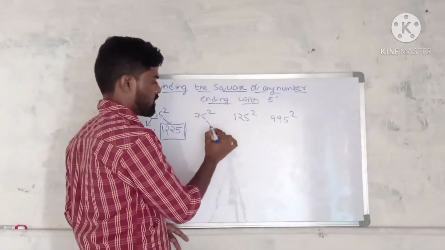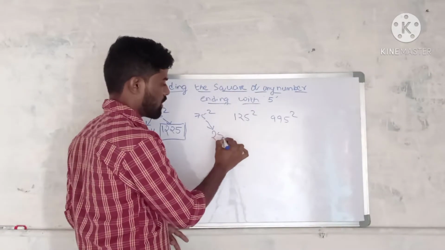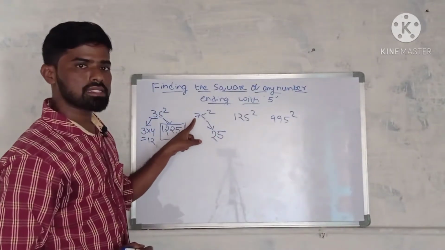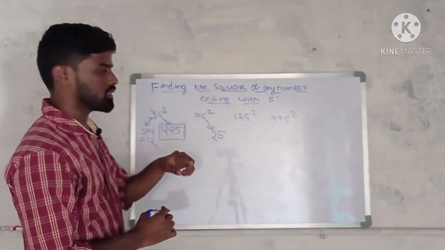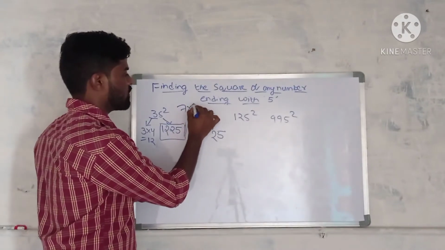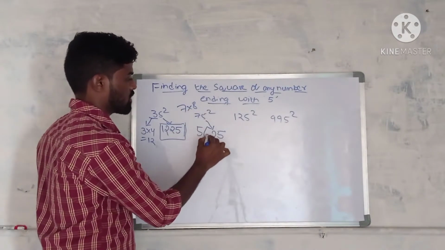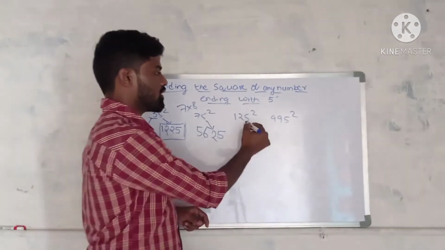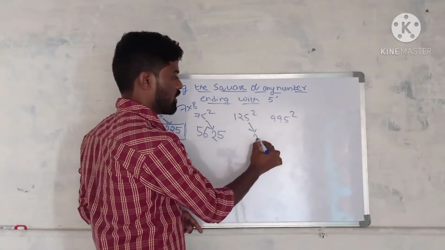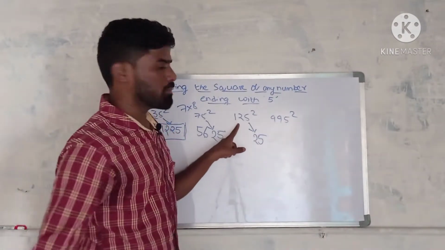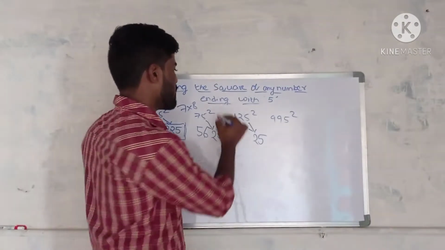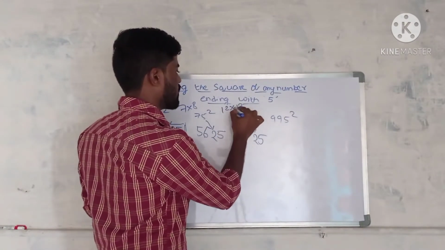75 square. First write 5 square at the end of the number. Then multiply 7 with the following number, that is 8. 7 into 8, 56. 125 square. 5 square at the end, 25. Multiply 12 with 13. It will become 12 into 13, 156.